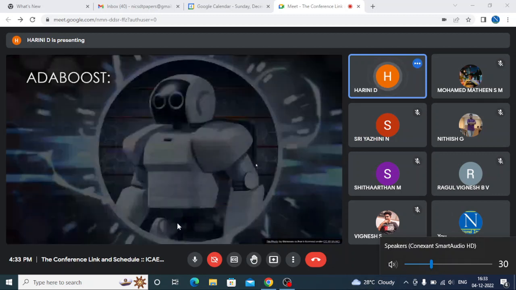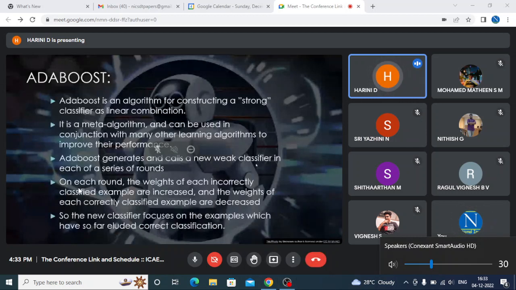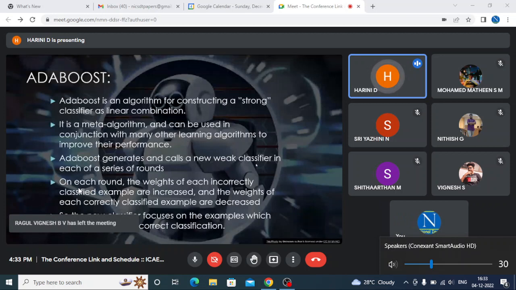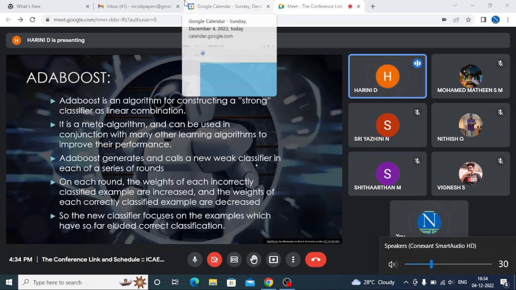AdaBoost is an algorithm for constructing a strong classifier as a linear combination. It is a meta-algorithm and can be used in conjunction with many other learning algorithms. AdaBoost generates and calls a new weak classifier in each of a series of rounds. On each round, the weight of each incorrectly classified example is increased. So the new classifier focuses on the examples which have so far eluded correct classification.